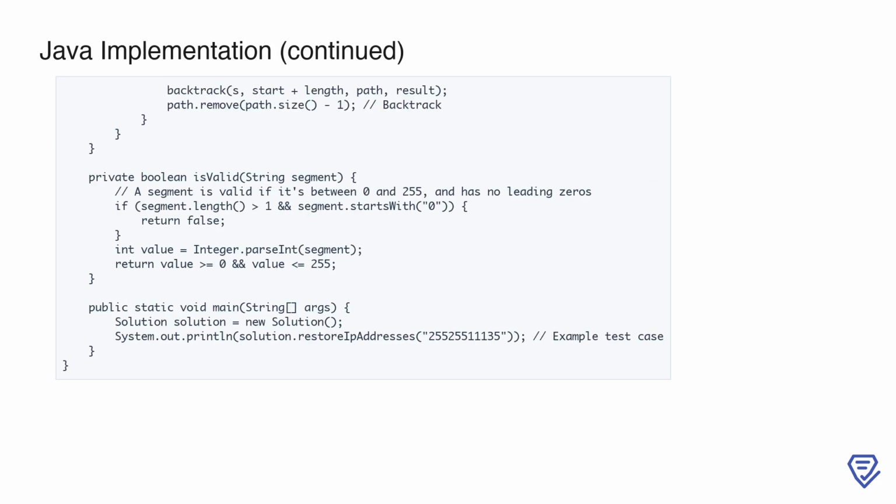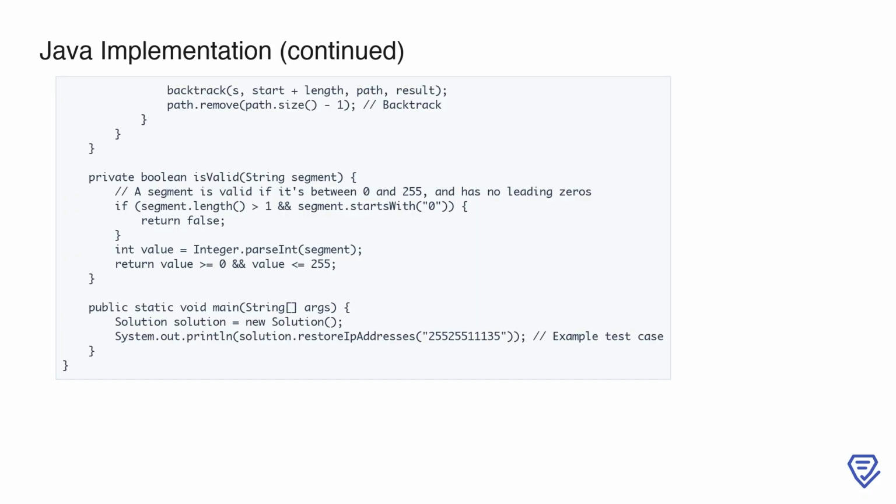If the segment passes validation and is added to the path, we proceed to explore further by calling backtrack recursively with the updated starting index. After the recursive call, we remove the last segment from path to backtrack and try other possibilities.